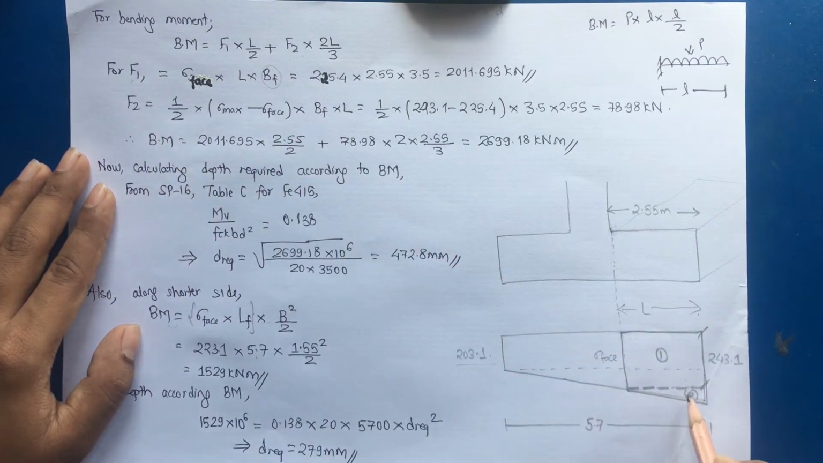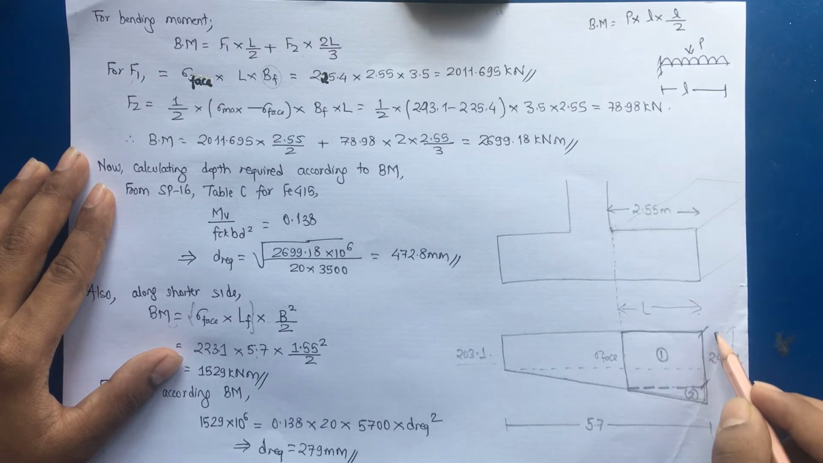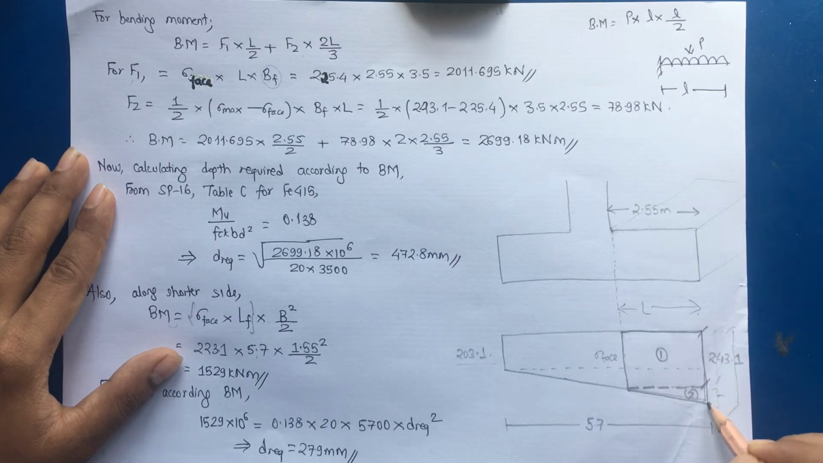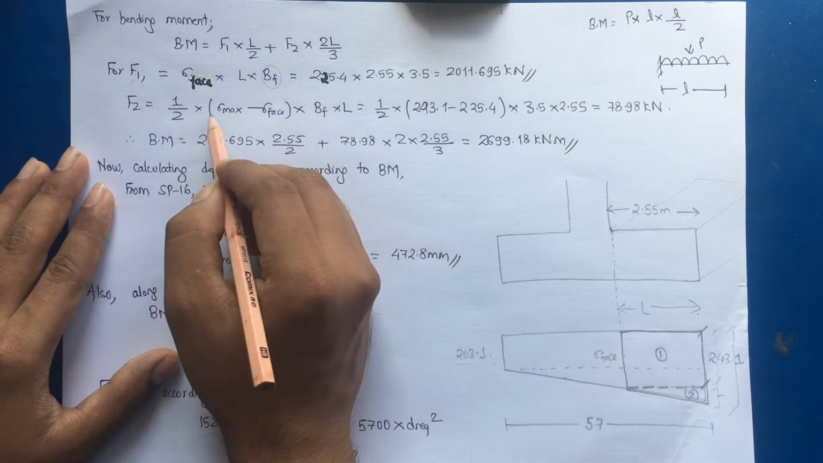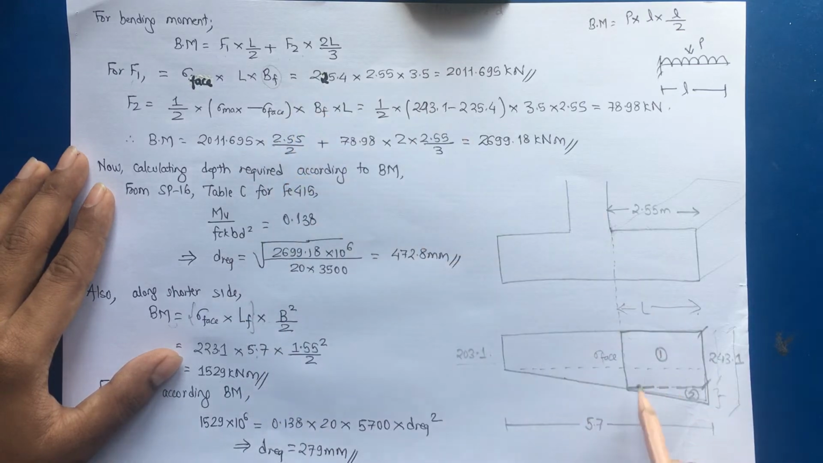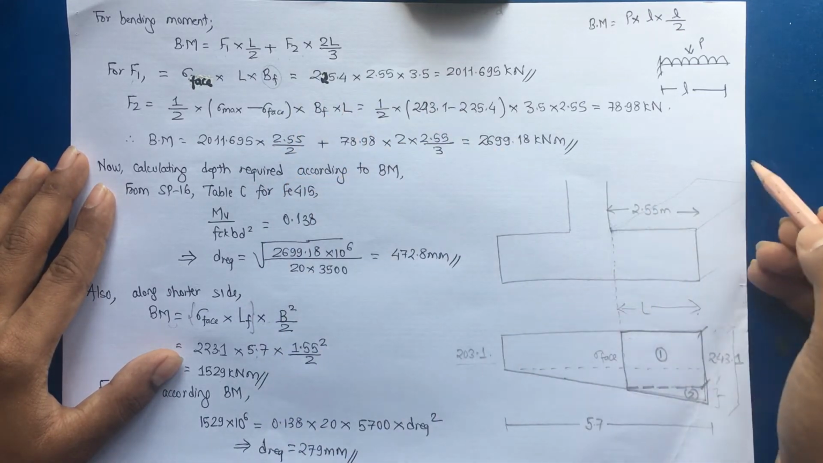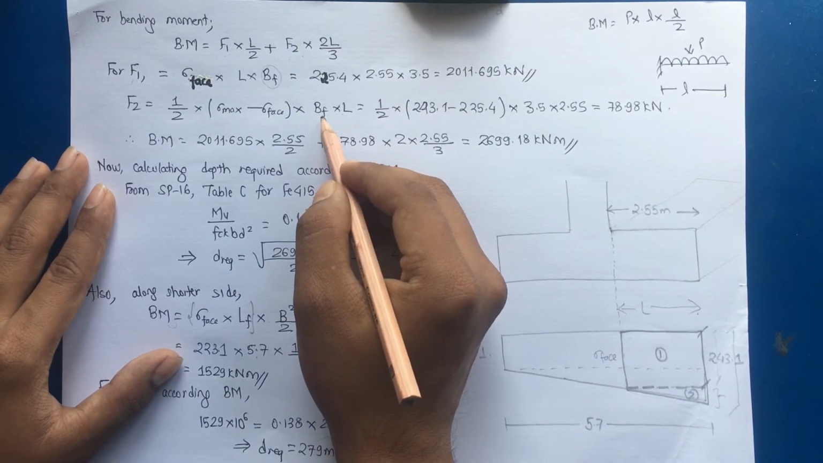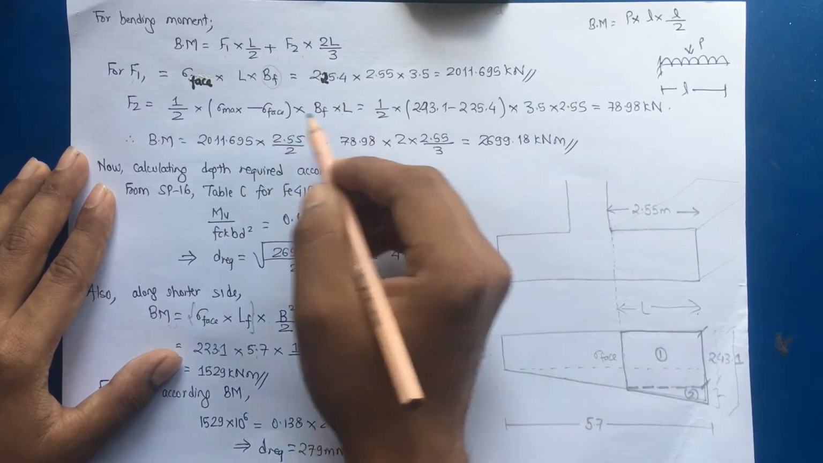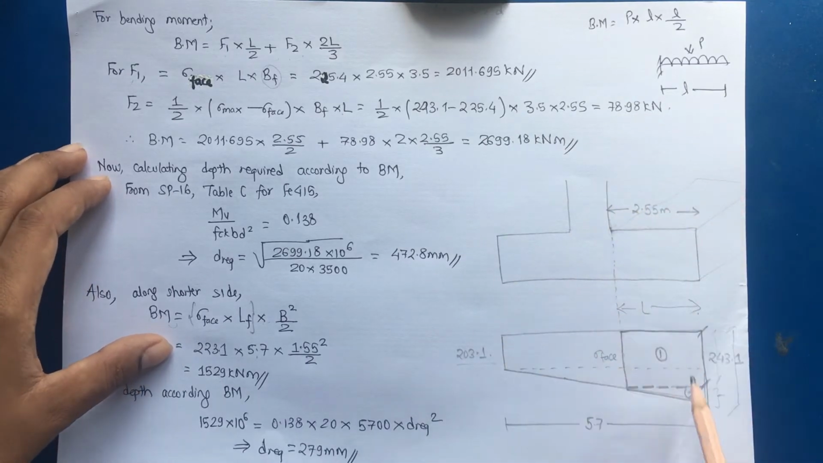For the area of the triangle we have 1 by 2 into, so this is the sigma max value. Now if we subtract sigma face, then we'll get this much, which is the height of this triangle. So 1 by 2 into height, sigma max minus sigma face, into width L, and it will be distributed along the width, so into BF. I hope you can get this point. Now you substitute the value, we'll get 78.98 kilonewton. So this is the value of F1 and F2.